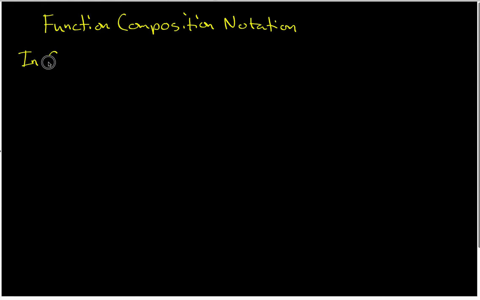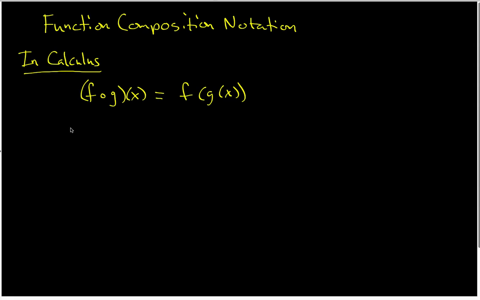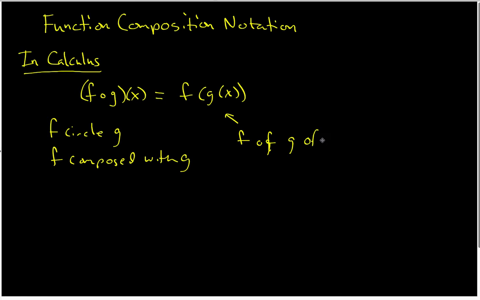In courses like your calculus and your high school mathematics courses, as well as courses like differential equations and real analysis, function composition is usually written as f circle g, and then we apply it to x, and the meaning of this is f of g of x. This side is often read as f circle g or f composed with g. This side over here is usually read as f of g of x.